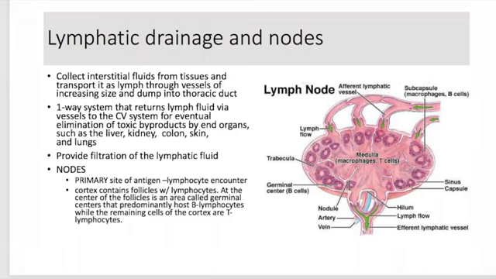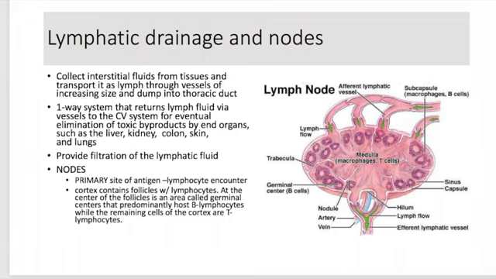The lymphatic drainage and nodes. These are collections of interstitial fluids from the tissues, transported to the lymph through the vessels. They will increase in size when they're responding to an infection, obviously. The lymph nodes are distributed throughout the body and provide filtration of lymph during its journey through the lymphatics. Each lymph node is encased in a fibrous capsule, branches of which are called trabeculae, extending inward to partition the node into several compartments. We have reticular fibers of connective tissue also dividing the compartments into a meshwork.